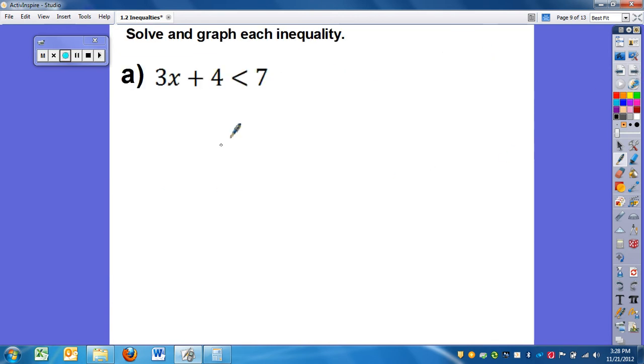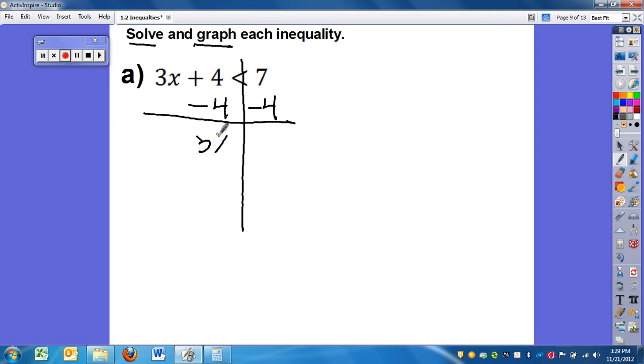Alright, so let's start solving. We need to solve, but we also need to graph each inequality. So just like yesterday, I'm going to draw my line to keep my two sides the same. I'm going to minus 4. So notice the procedure is very similar to yesterday. I get 3x, and with the less than sign, we divide by 3, so we get x is less than 1.